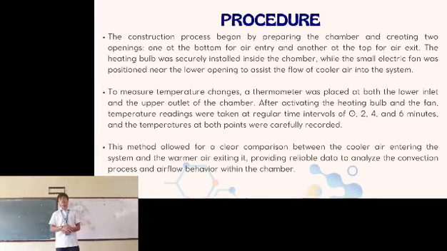To measure temperature change, a thermometer was placed at both the lower inlet and the upper outlet of the chamber. After activating the heating bulb and the fan, temperature readings were taken at regular time intervals of 0 minutes, 2 minutes, 4, and 6 minutes, and the temperatures at both points were carefully recorded. This method allows for a clear comparison between the cooler air entering the system and the warmer air exiting, providing reliable data to analyze the convection process and airflow behavior within the chamber.